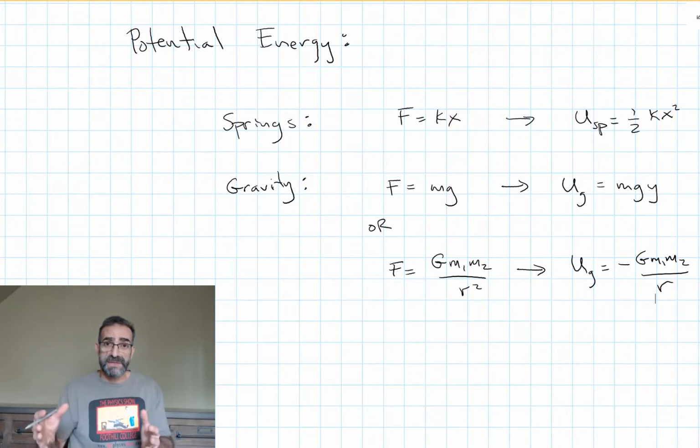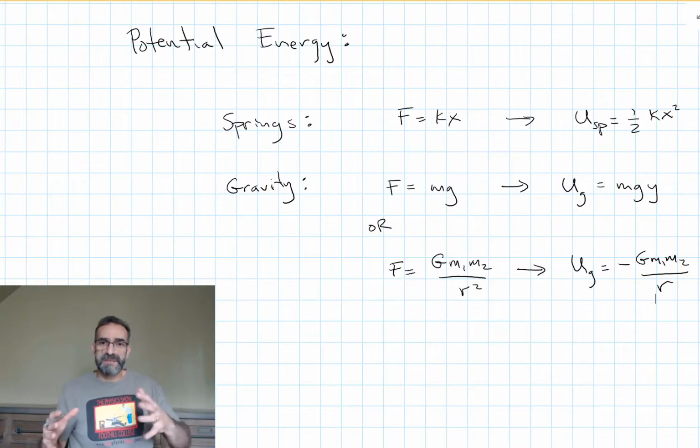Are we close to the surface of the Earth and we're treating gravity as a constant force? Or are we taking into account that gravity is changing because we're moving away from the surface of the Earth? Or maybe it's not even the Earth at all. It's two other massive objects out in space, and we want to know what the potential energy is between them. We can use the general term for the potential energy, negative G m1 m2 over r.